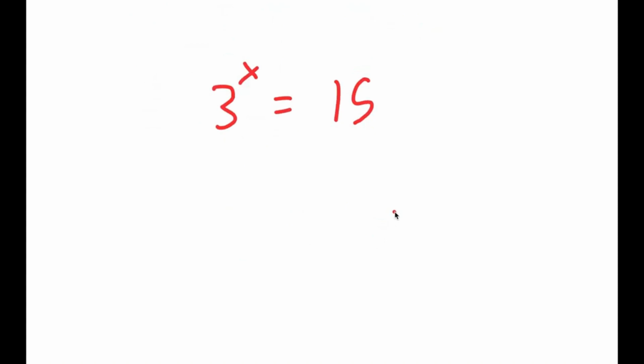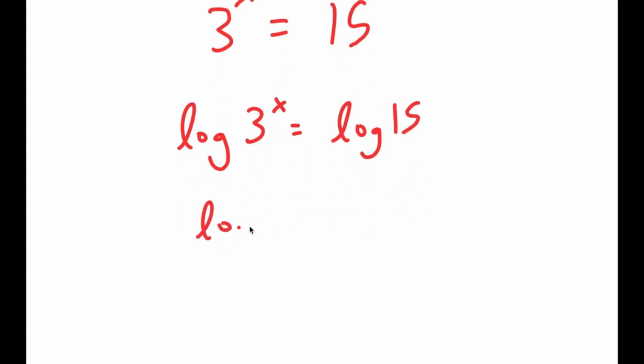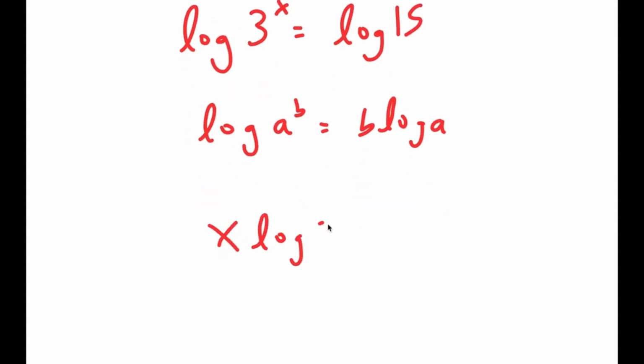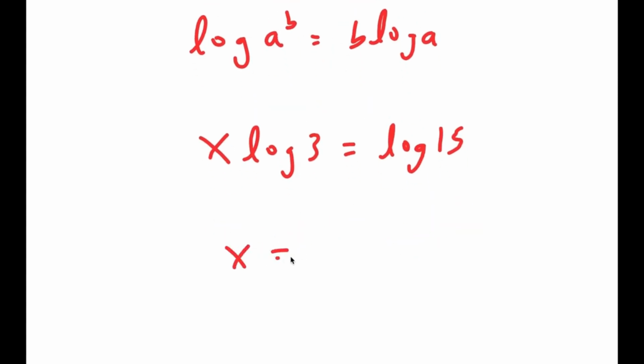So now I have 3 to the power of x is equal to 15, and now to solve this, I'm going to take the log on both sides, so I get log of 3 to the power of x is equal to log 15. Now if I have something in the form log of a to the power of b, this is equal to b times log a. So I get x times log 3 is equal to log 15. So x is equal to log 15 over log 3.